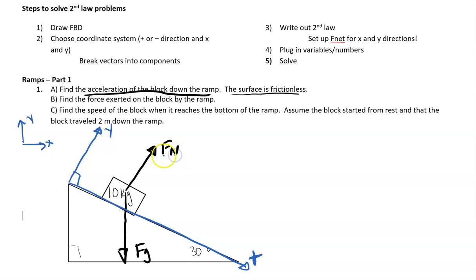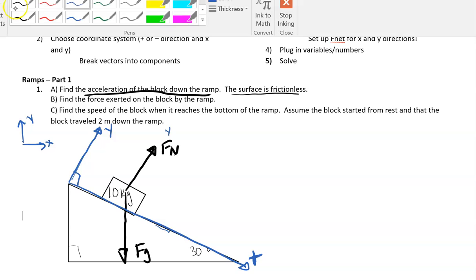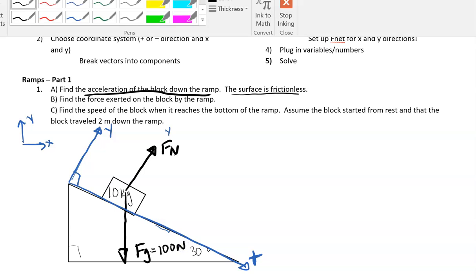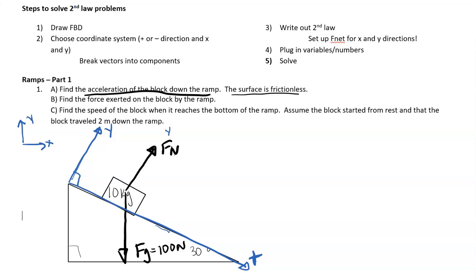So Fn is pointing just in the y direction, that's parallel to y. Fg is pointing not just in the y direction, not just the x direction, but both. So we're going to have to split Fg, which we know is 100 newtons, into its x and y components. If we do some fun old angle stuff, we know if this is 30 and this is 90, this would have to be 60 degrees. We're going to split Fg into its x and y components.